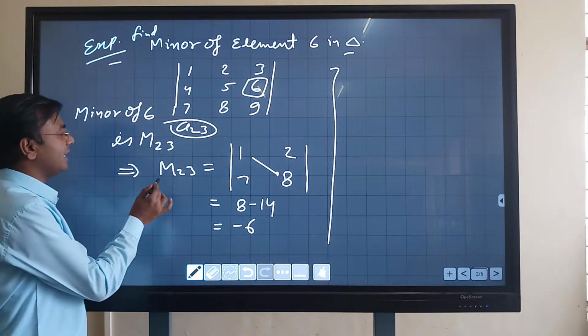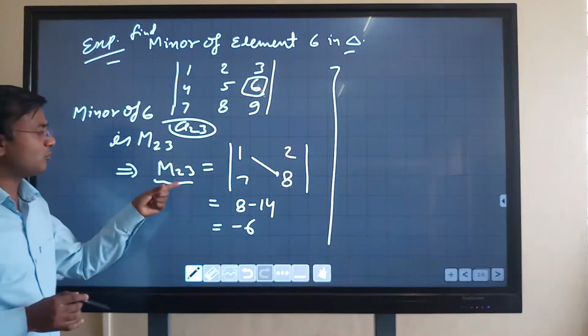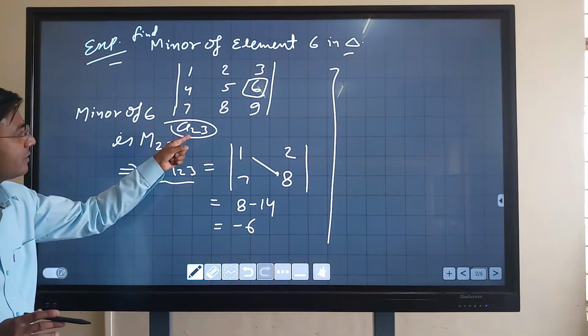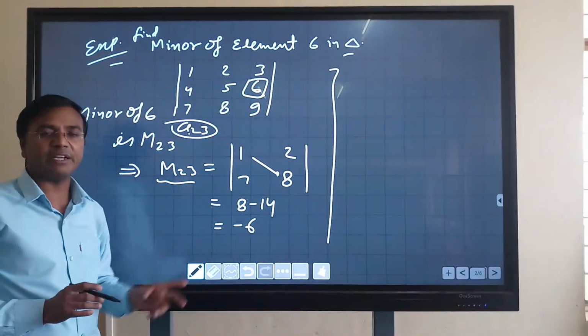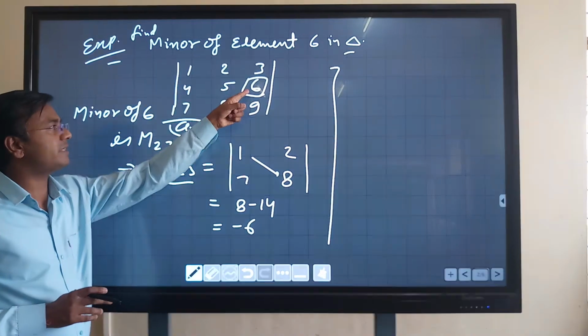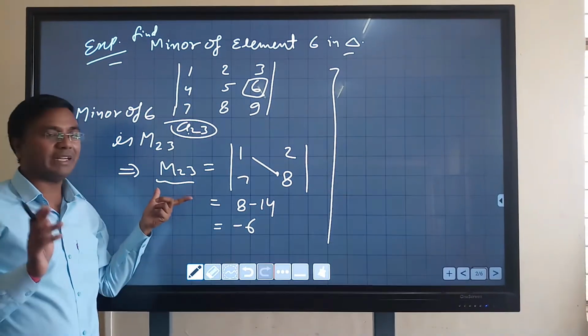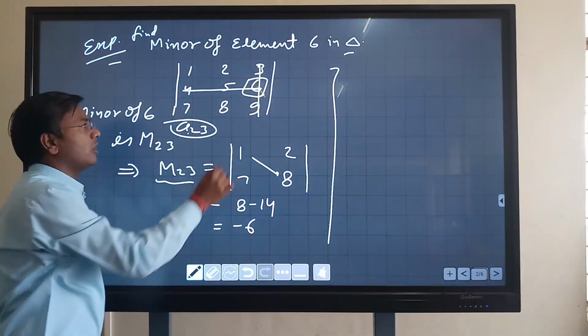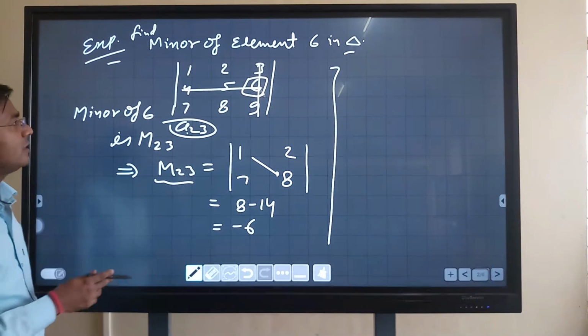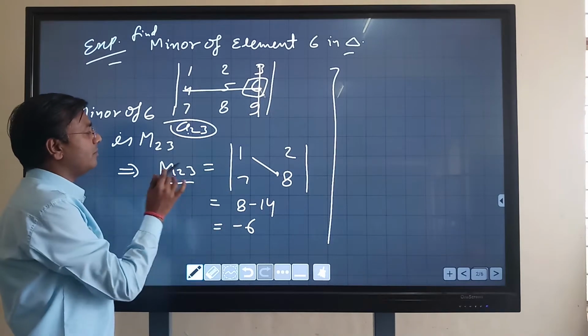So minor, that is M2,3. M2,3 means minor of element A2,3. A2,3 means 6. So we are finding the minor of this element 6. So how to get it? By definition, we have to delete the row and column in which the element is coming, and the so obtained determinant gives the minor of that element.